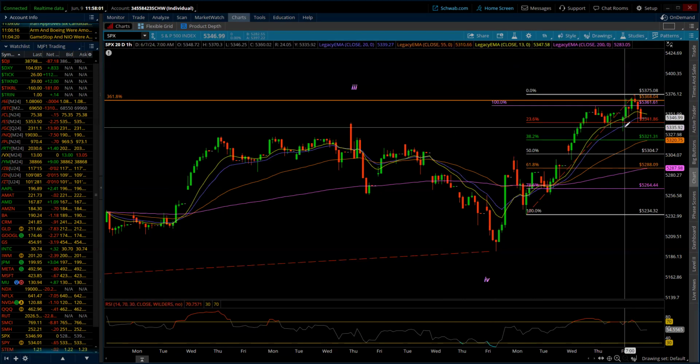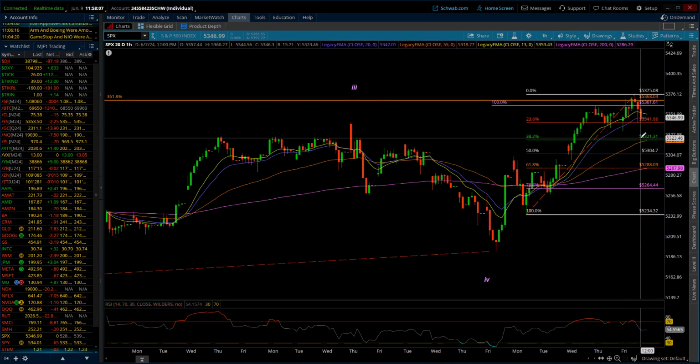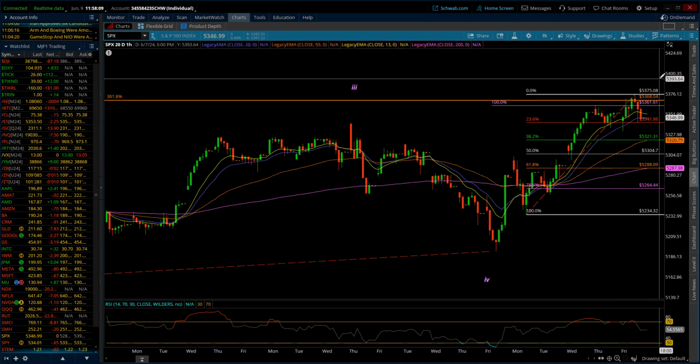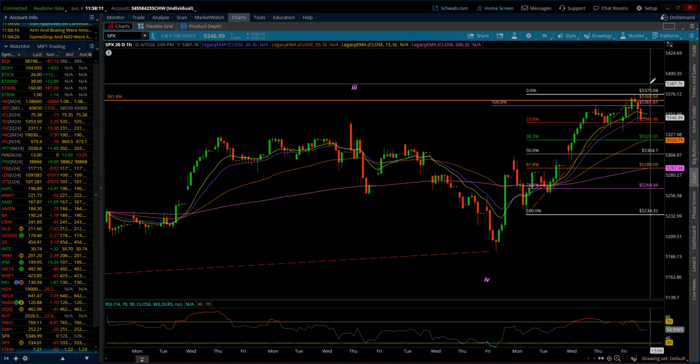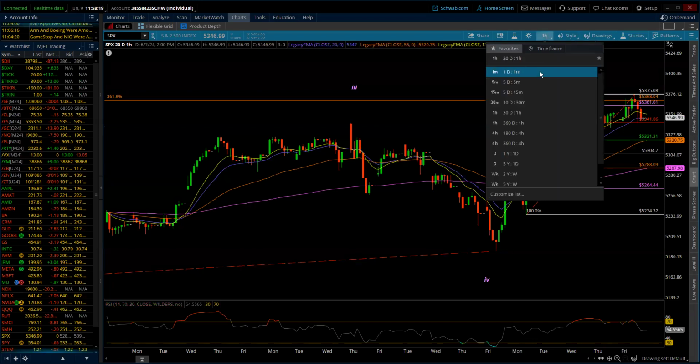I'm not going to bet my bottom dollar on it, to tell you the truth. I think that we still have the potential that we're going to go down and then rally up and then finish that third wave and then begin our minor fourth wave.